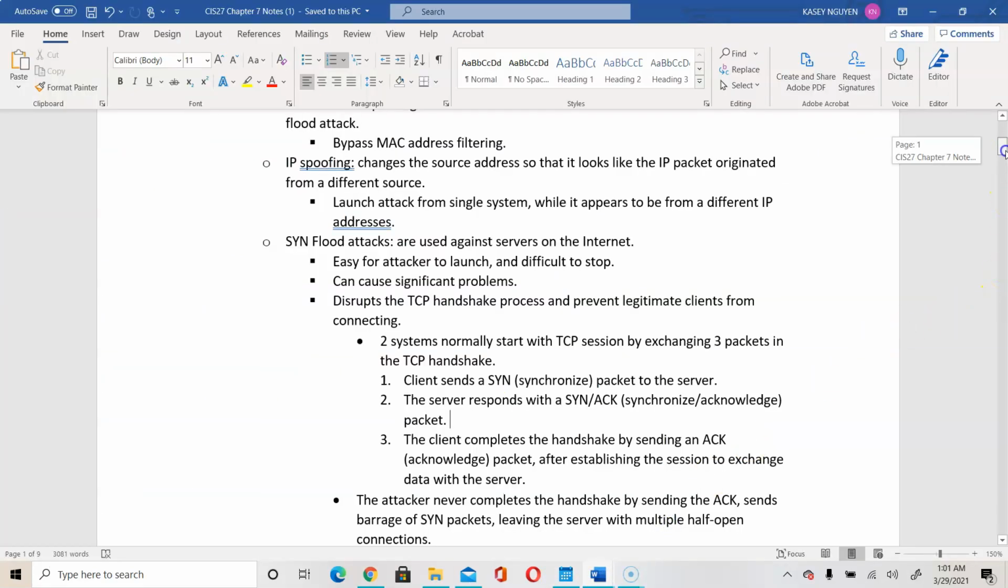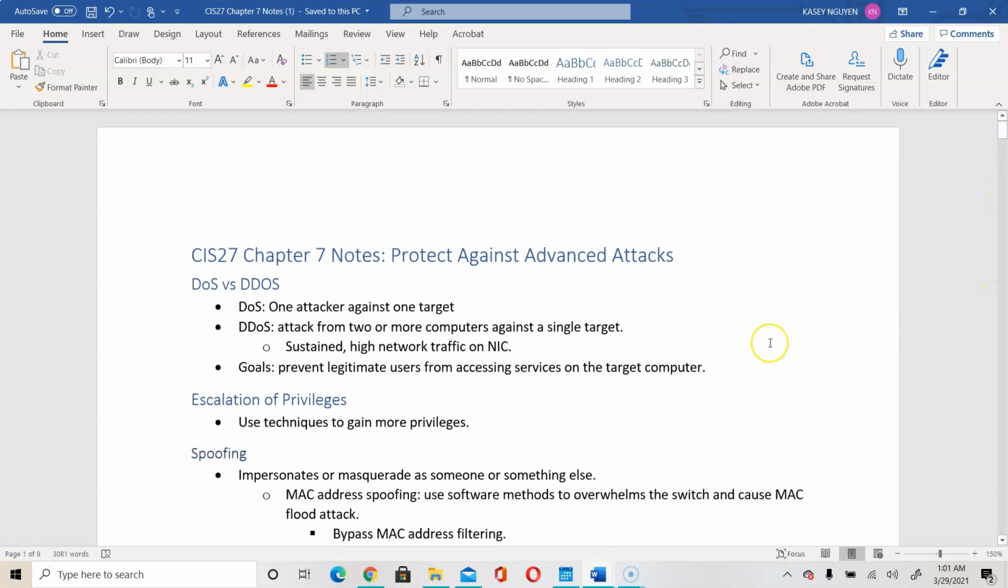So to start, we're going to talk about denial of service attack versus distributed denial of service attack. In a DoS or denial of service attack, we would have one attacker against one target. It's one-to-one. In the distributed denial of service attack, there will be two or more computers against a single target.